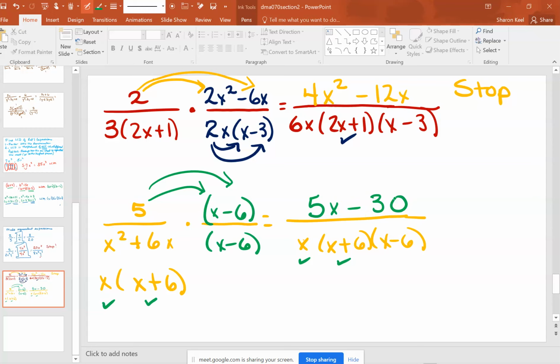Section 3 is leading up to a lot of fun that we're going to be doing in section 4 when we add and subtract expressions that have different denominators.